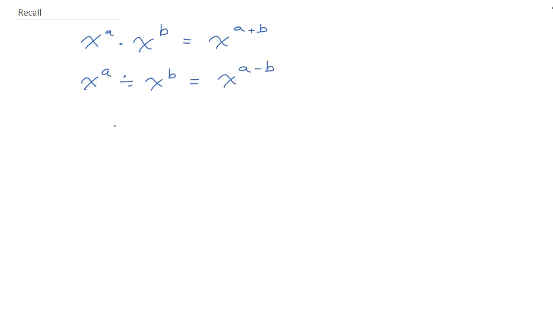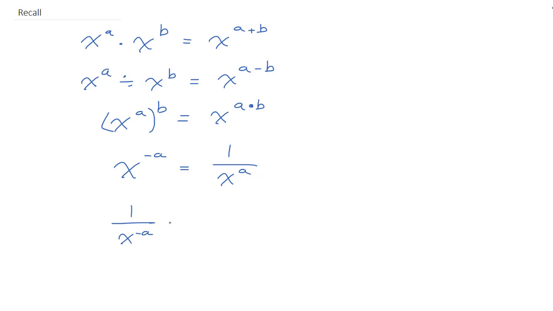And our power of a power law, if we have x to the power of a, to the power of b, right, we can multiply the exponents, a times b. And then if we have a negative exponent, let's just say that a is a negative value, well, this could be 1 over x to the a. And same thing for the inverse of that: what if I have 1 over x to the negative a? I can flip it to the top and make it positive, x to the a.